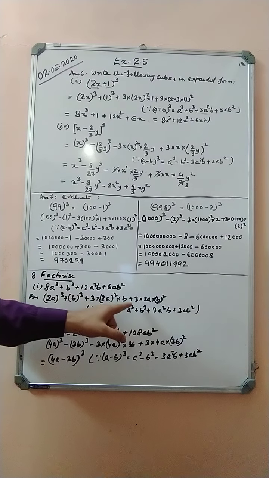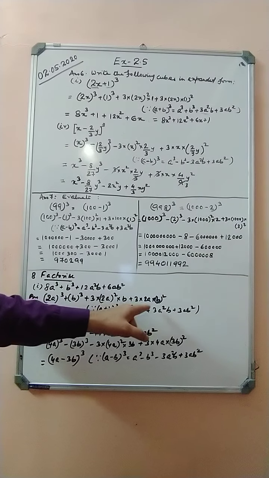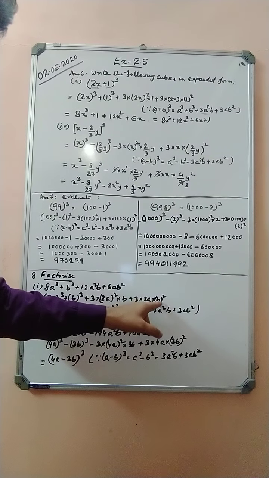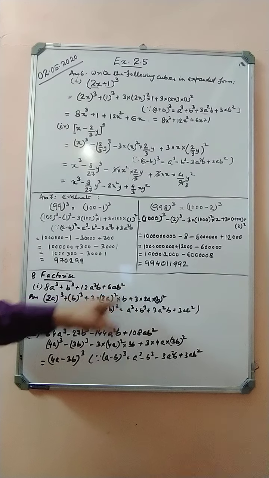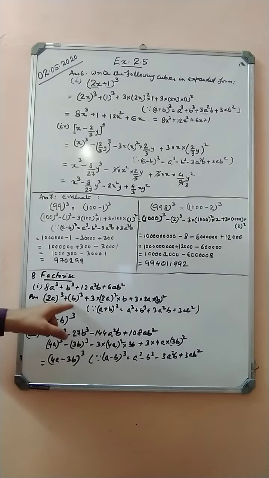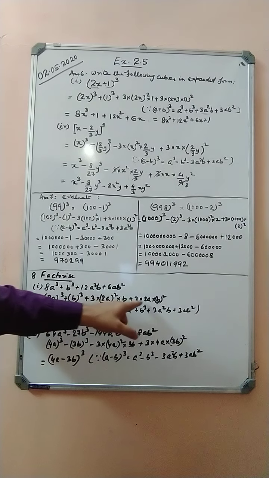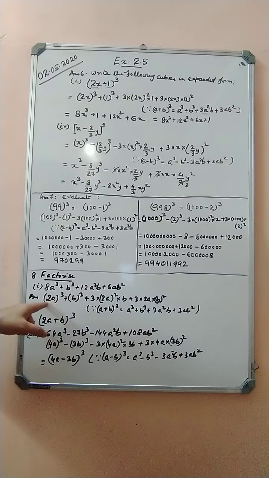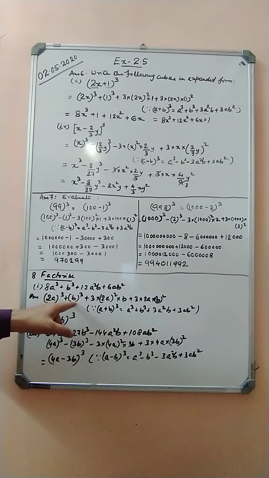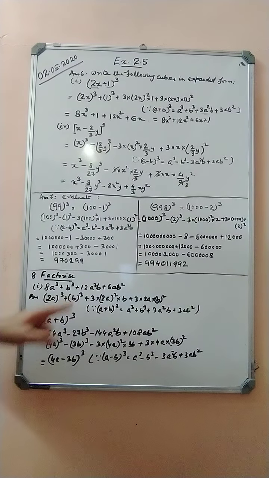Okay. Now you see 3ab square: 3 into a, a is 2a, and b square. So 3 into 2 is 6ab square. It is also satisfying. Now a cube plus b cube plus 3a square b plus 3ab square, whose formula? (a plus b) whole cube. A is what? 2a. B is what? Simply b. So it is (2a plus b) whole cube.